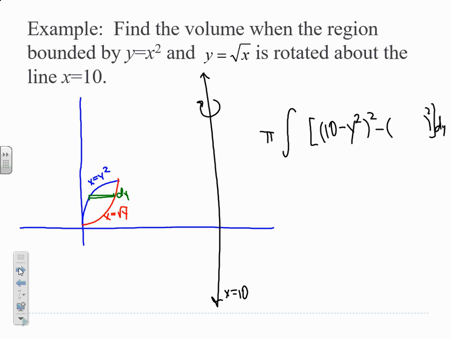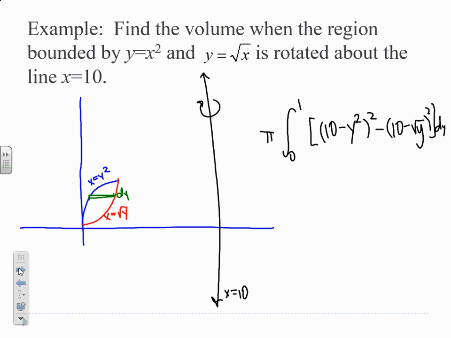Well, poses a question. Would it be 10 minus y squared? It would be, because 10 is to the right of it, it has to come first, minus left y squared. Okay, so that leaves radical y as the inner radius, so 10 minus radical y would be your inner radius. And of course, 0 to 1.